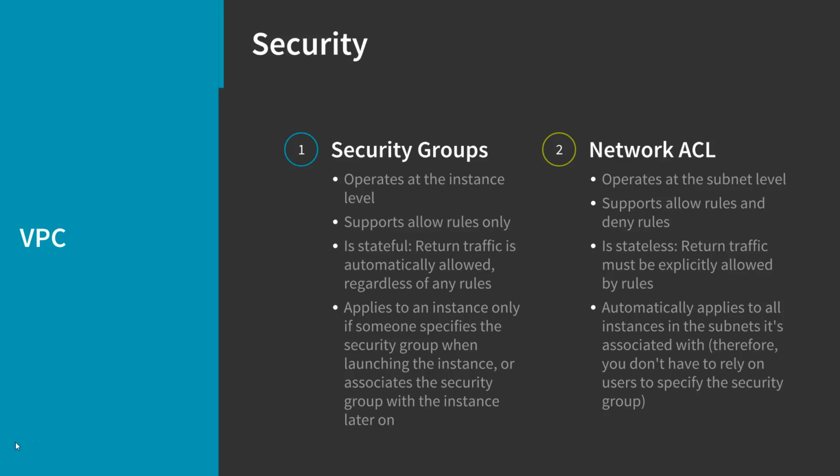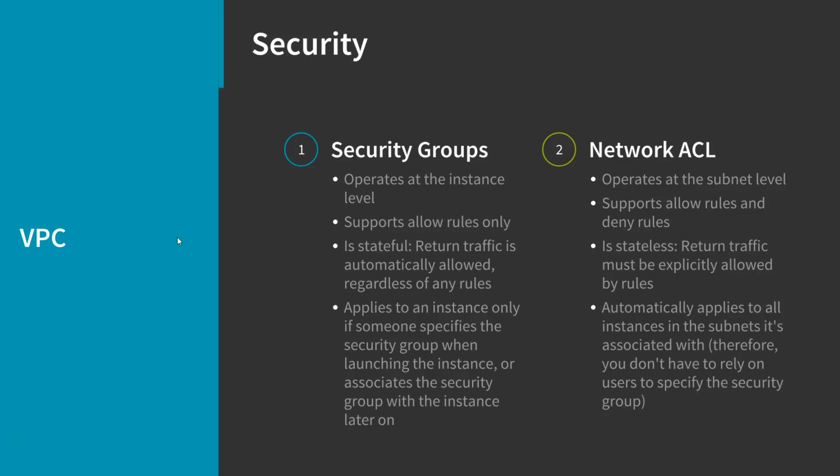And finally, because security groups operate at the instance level, they apply to an instance only if someone specifies the security group when launching the instance or associates the security group with the instance later on. Whereas network ACLs automatically apply to all instances in the subnet that they're associated with. Therefore, you don't have to rely on users to specify the security group.